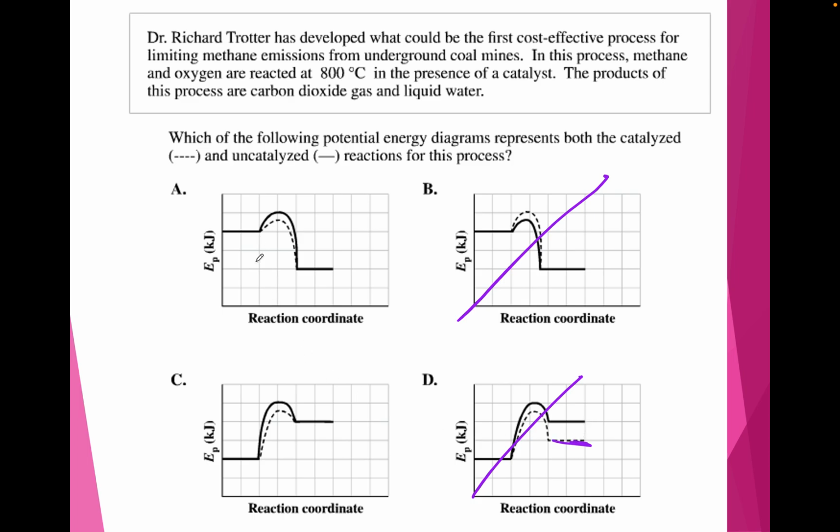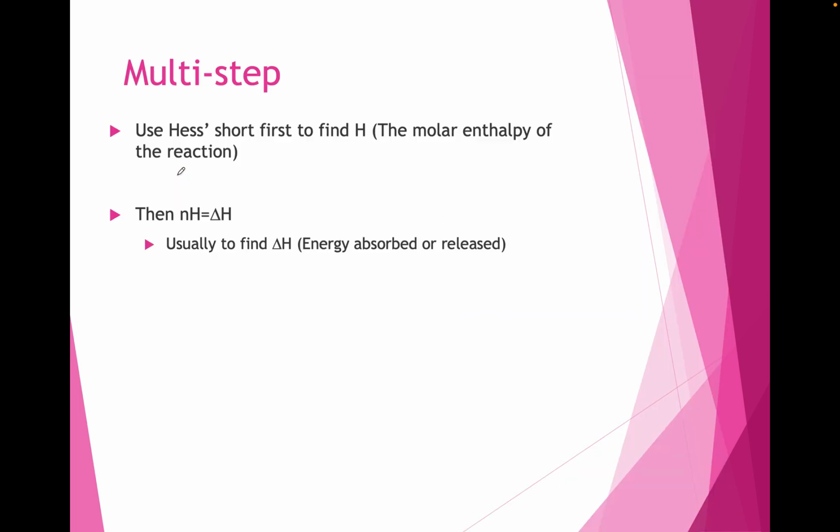So now just choosing between these two, we would want to figure out what type of reaction this is. Is it endothermic or exothermic? So here it's telling you methane and oxygen are reacted. So if methane and oxygen are reacted, that's a combustion reaction, and it's telling you carbon dioxide and liquid water are produced. So if it's combustion, your delta H is negative because it's exothermic. So the reaction that shows that would be A.